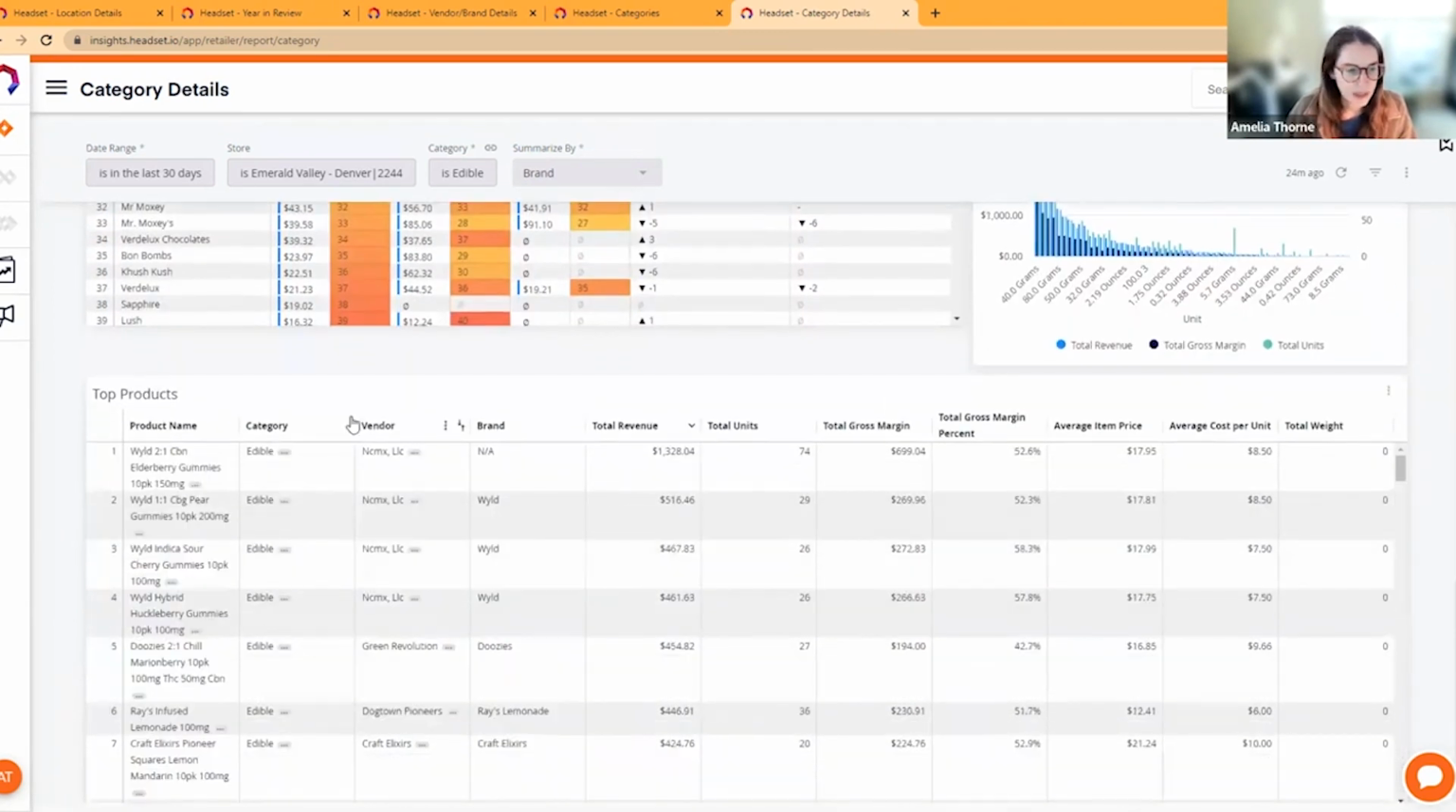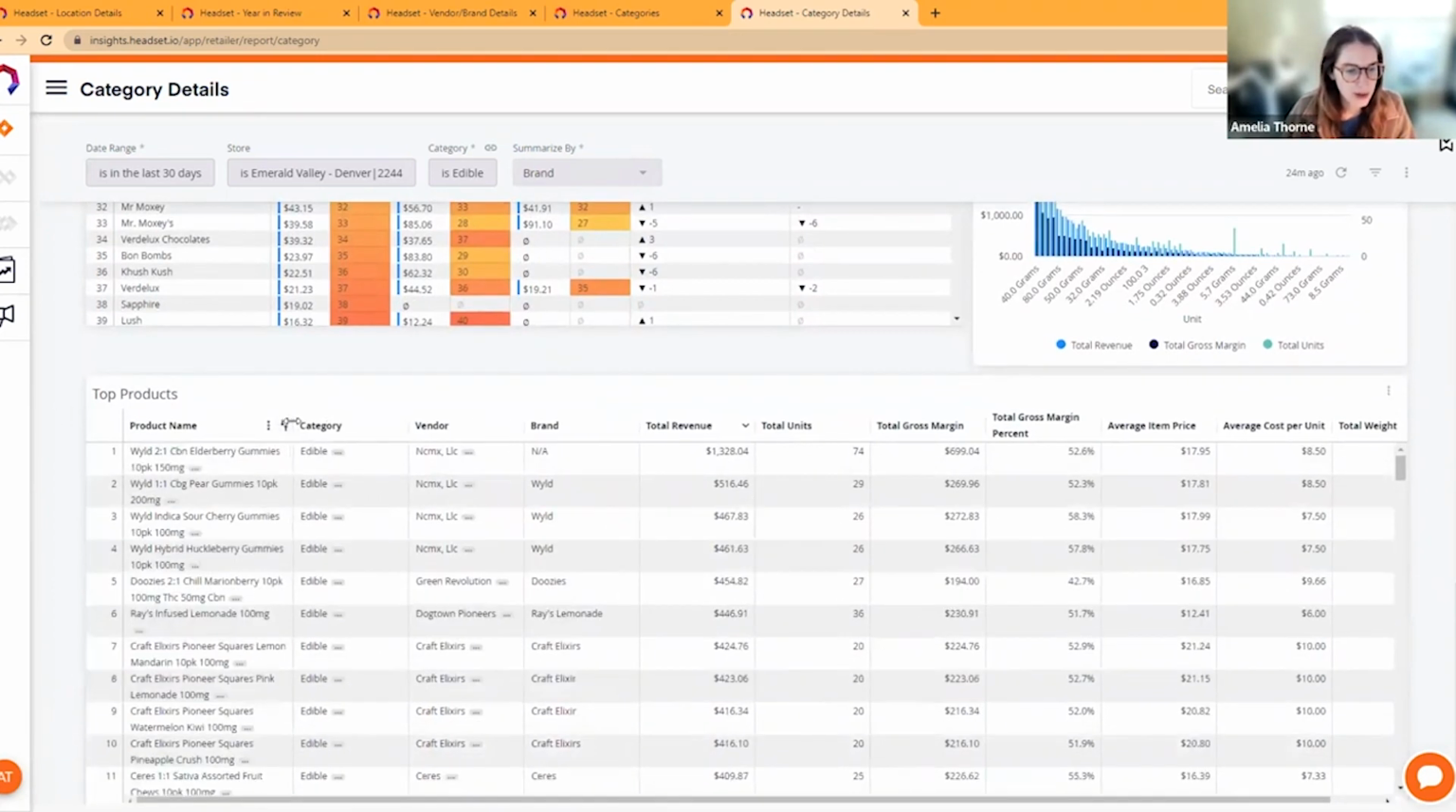And down here, within the edible category, you can see your top product information. We have a lot of top product tables. It just depends on how you want to slice and dice the info. This is going to show total revenue, just like a lot of our other ones, total units sold in the time frame, gross margin percent, all that good stuff.